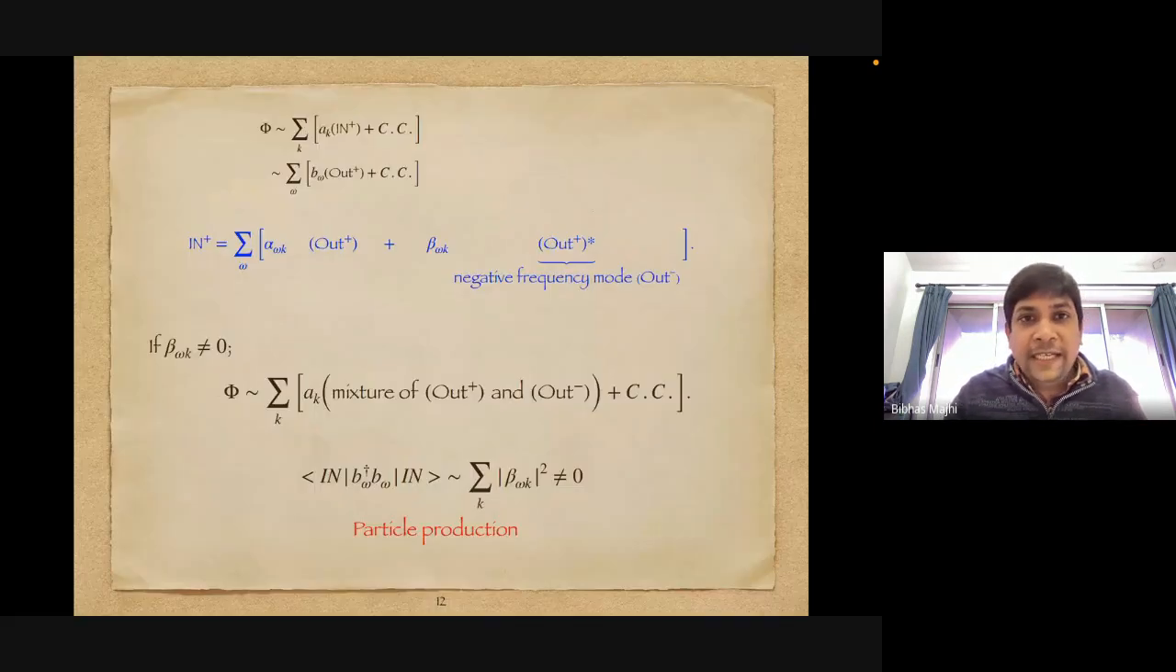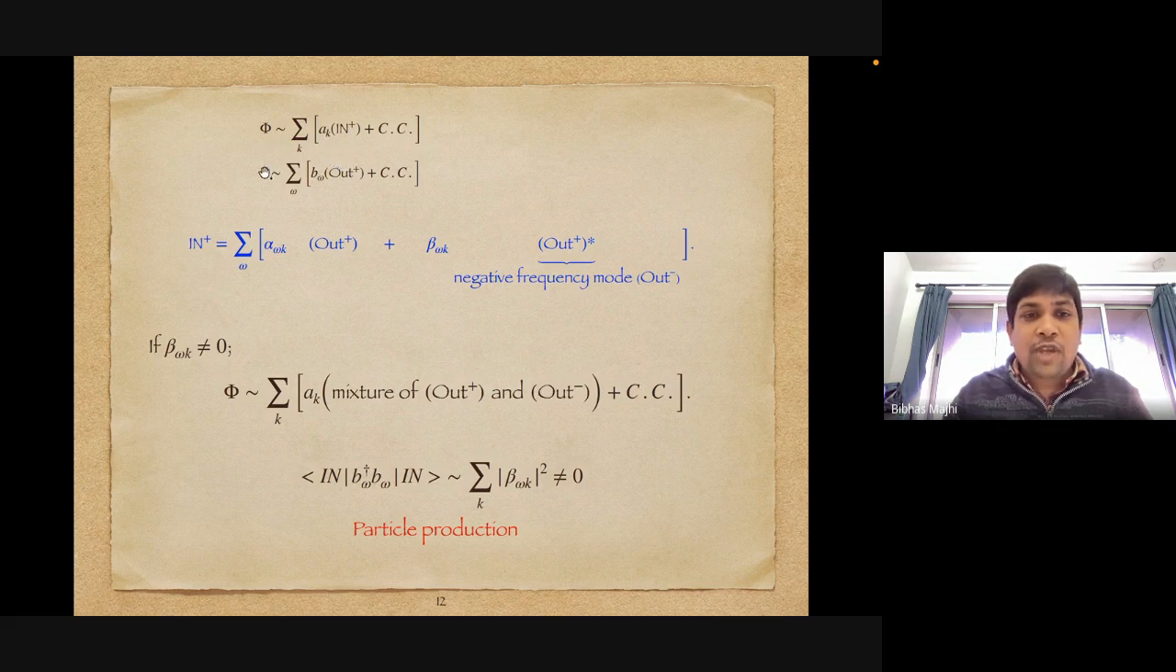So this is the main thing he showed. The mathematical idea is like this. Suppose I have a scalar field, and we know how to write down the scalar field in terms of creation and annihilation operators and modes. We know that the positive frequency mode is always associated with the annihilation operator, and there is a complex conjugate.